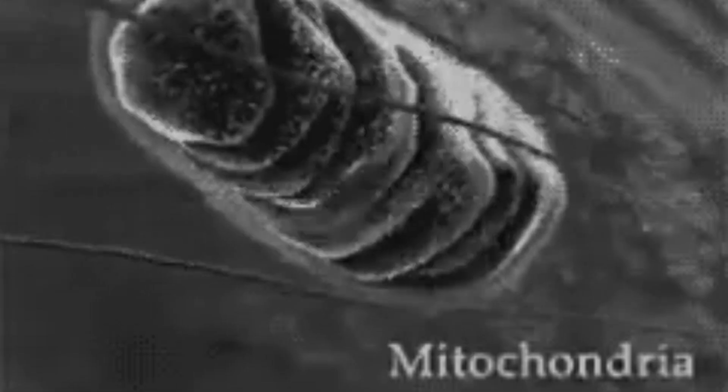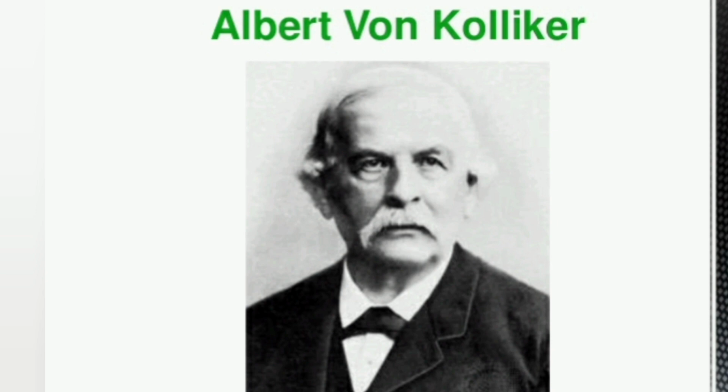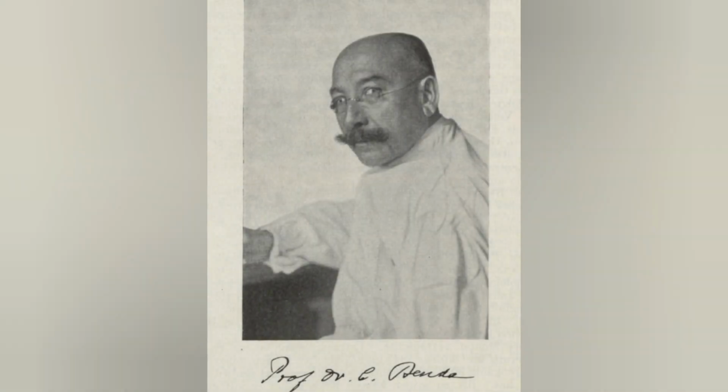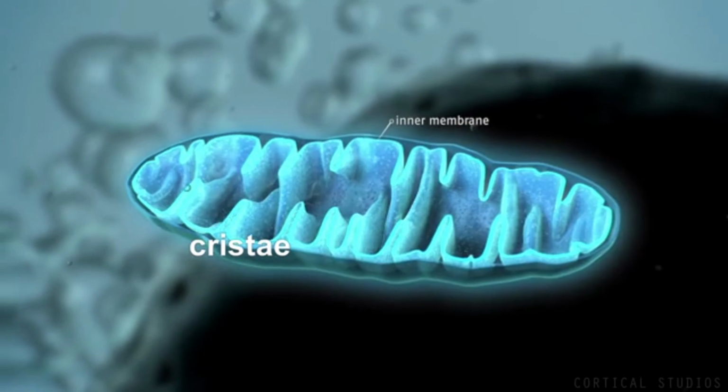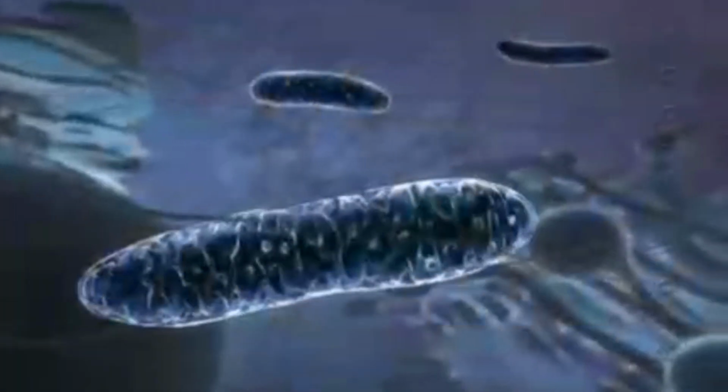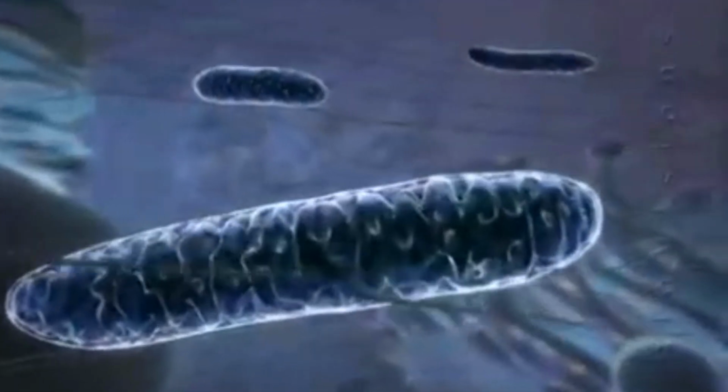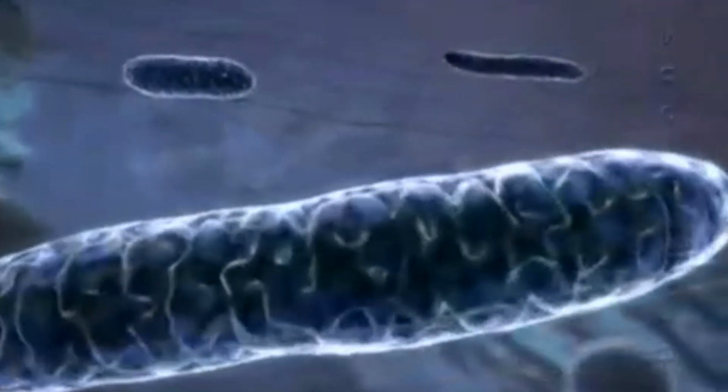Mitochondria is found in all eukaryotic cells, plants and animals. The mitochondria was discovered by Kolliker in the year 1880. The name mitochondria was given by C. Benda in the year 1887. Mitochondria is also known as the powerhouse of the cell, as it provides energy for the metabolic functions of the cell. Now, what is the structure of this mitochondria?